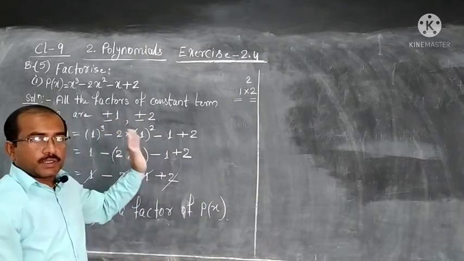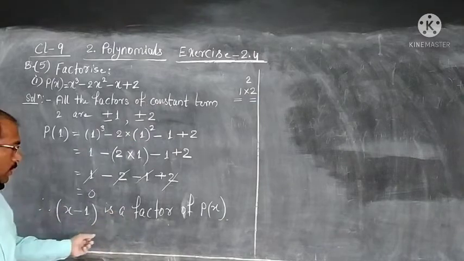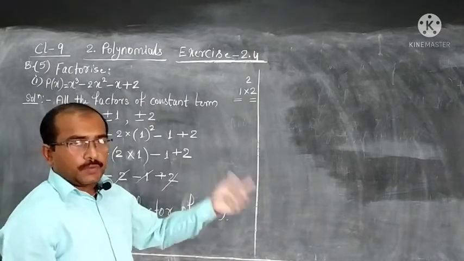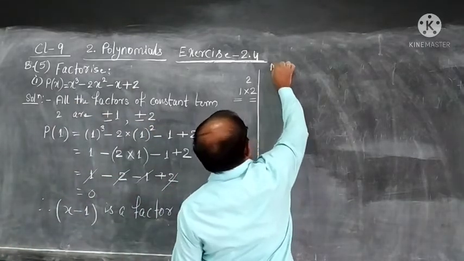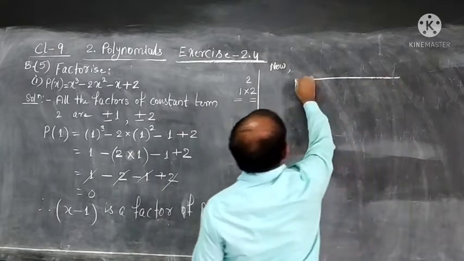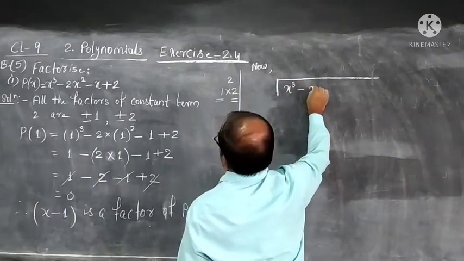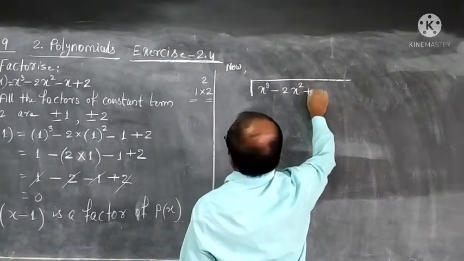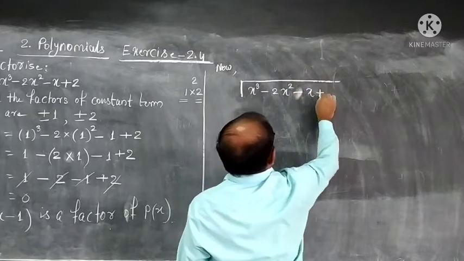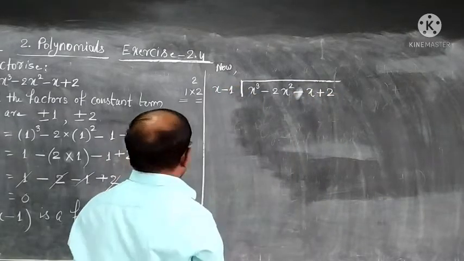First part, searching the zeros, finding factors, searching the zeros and getting the first factor. Then after getting the first factor, we will divide the polynomial. Let us see how we divide. Now we are going to divide the polynomial x cube minus 2x square minus x plus 2 by the first factor we have got, x minus 1.